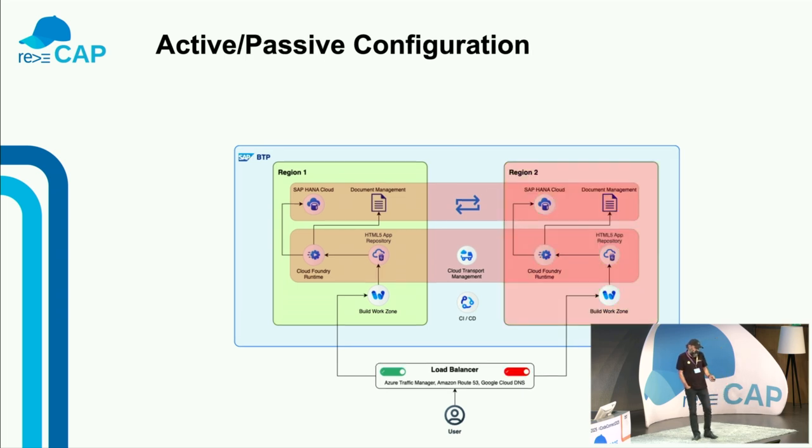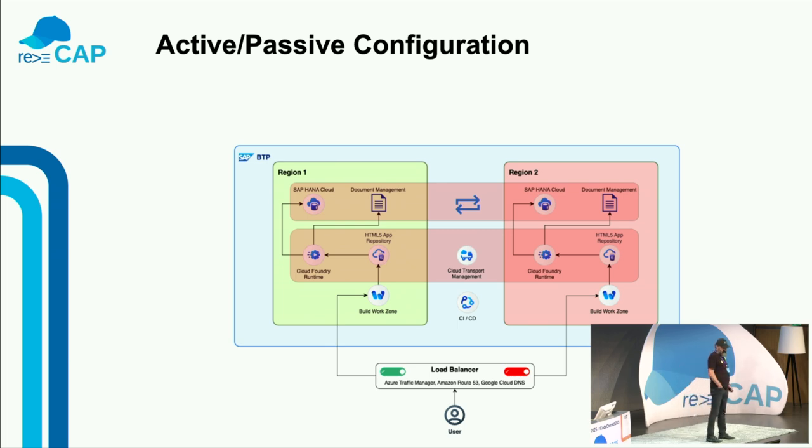So I started to think about another option. Instead of making two regions active, I can stop all my services in region 2 and deploy my application into the two regions again. In that case, you can run the first region successfully, and if something goes down, you can switch to the second region, but again, you will have the same synchronization issues between the HANA database and document management service.